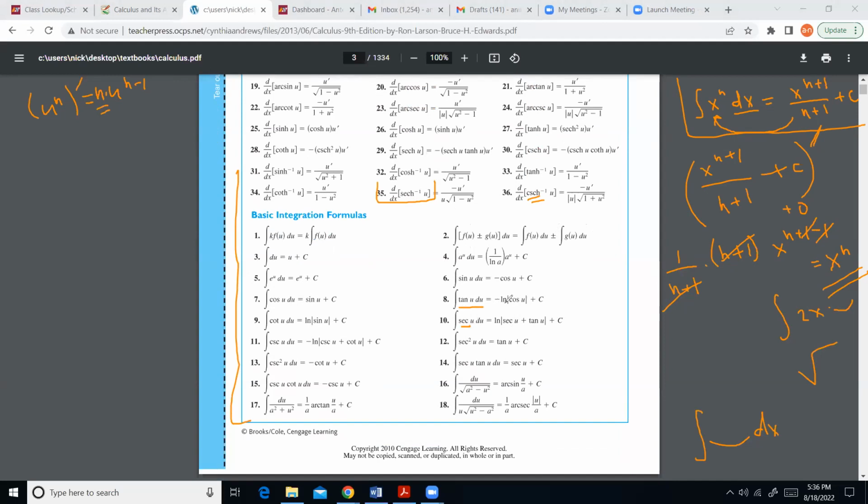Of course, you can just write this tangent as sine over cosine, then you will substitute cosine, and maybe I'll do it once when we hit one of the exercises like that. So I hope over the summer you did not forget everything from Calc 1 completely.